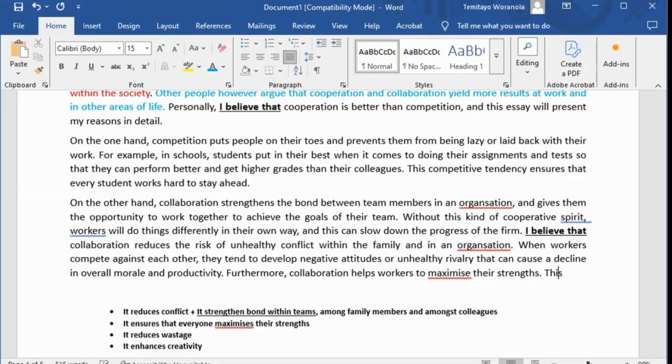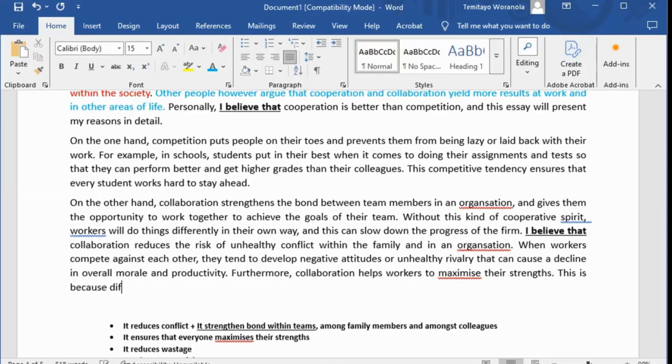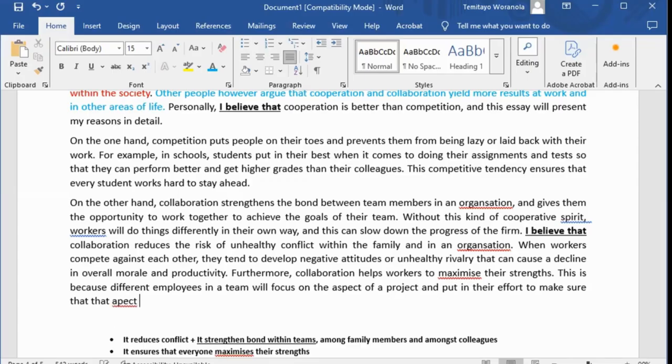Okay? This is because different workers or different employees in a team will focus on an aspect of a project and put in their best efforts to make sure that that aspect turns out successfully. Okay?